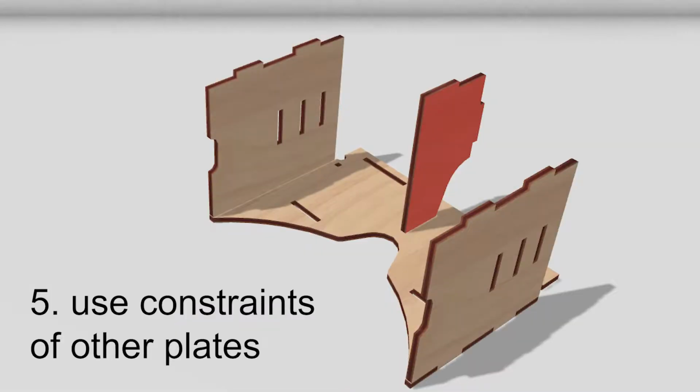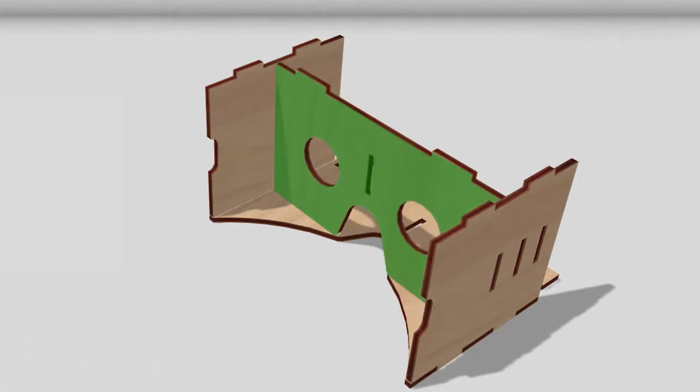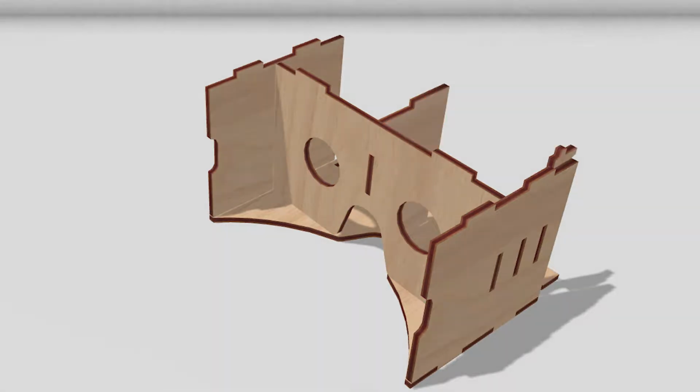5. This red plate can be inserted in at least 4 ways. The green plate, in contrast, is constrained by all other plates. autoAssembler thus prefers to insert this plate first. The plate introduces additional constraints into the model, disambiguating the subsequent placement of the red plate.